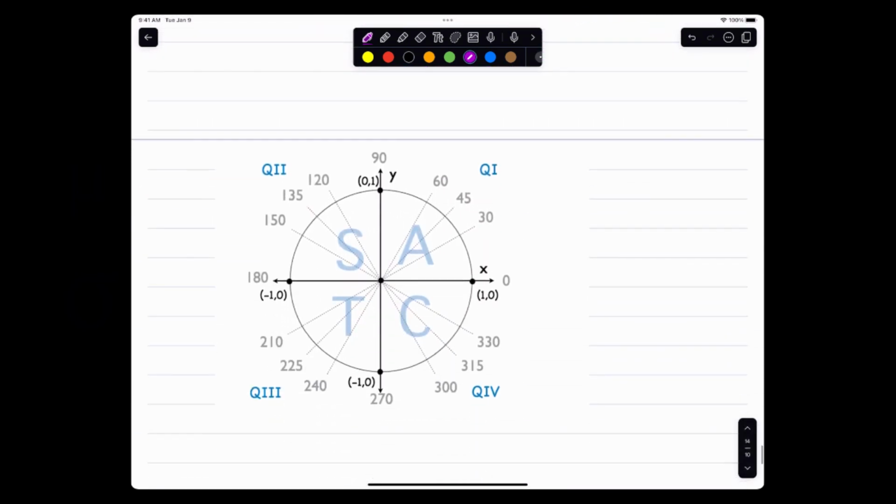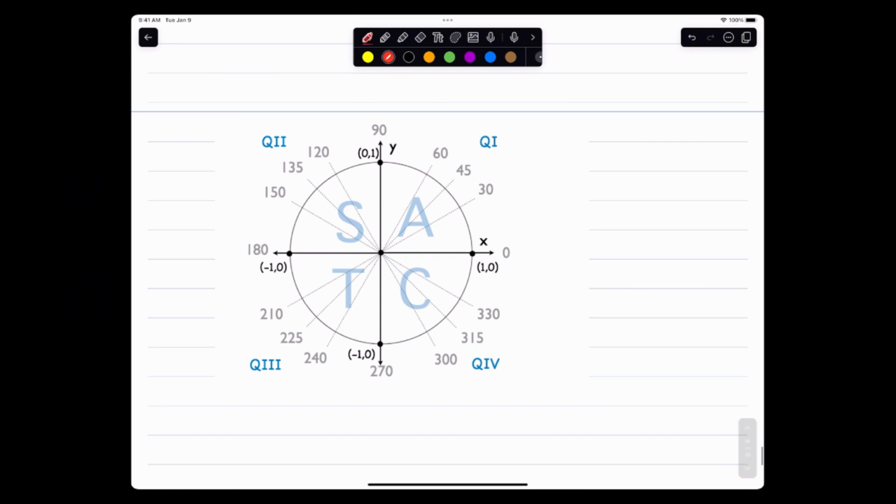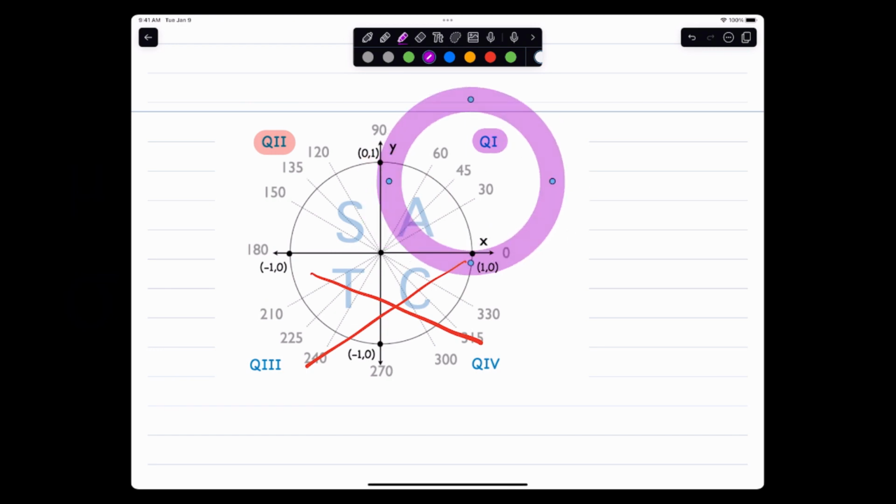What quadrant is cosine negative in here? Remember, you got to get rid of quadrants 2 and 3. Cosine is negative in quadrant 3 here. No, sorry, quadrant 2. Okay, quadrant 1, the reference quadrant, that's where your cosine is positive. So you say cosine's positive here, and cosine's negative over here.